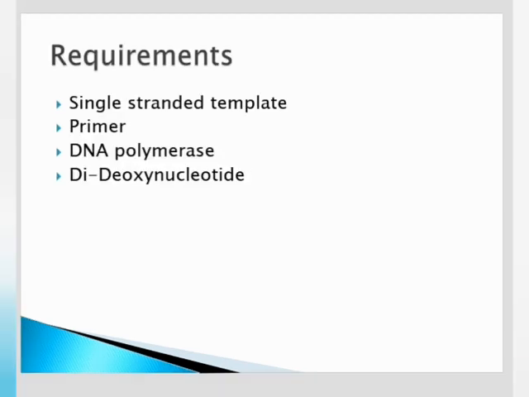Basic requirements: single-stranded template. This strand will provide complementary bases for the synthesis of the new strand. And primer. Primer is a short oligonucleotide sequence. It serves as a starting point for new strand synthesis. DNA polymerase incorporates deoxynucleotides complementary to the template strand and extends the DNA chain in 5' to 3' direction. We also require deoxynucleotides to catalyze the DNA synthesis reaction.